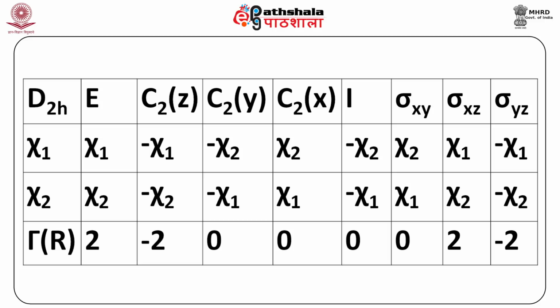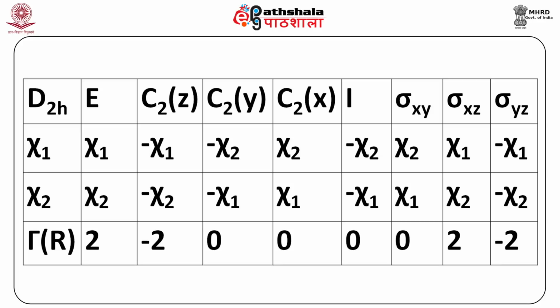Similarly, under the I operation, chi1 becomes minus chi2, the lobes also reverse direction, so the sign is changed and chi1 is replaced by chi2. Sigma xy, similarly reflection in the xy plane, because it contains x, will not change the sign, but chi1 will become chi2. Similarly, sigma xz also will not change sign, it will remain where it is, so it will be chi1, and sigma yz will become minus chi1. And similarly, you can go through chi2 and you will find that under the various operations, chi2 sometimes remains the same, sometimes changes sign, and also changes position with chi1.